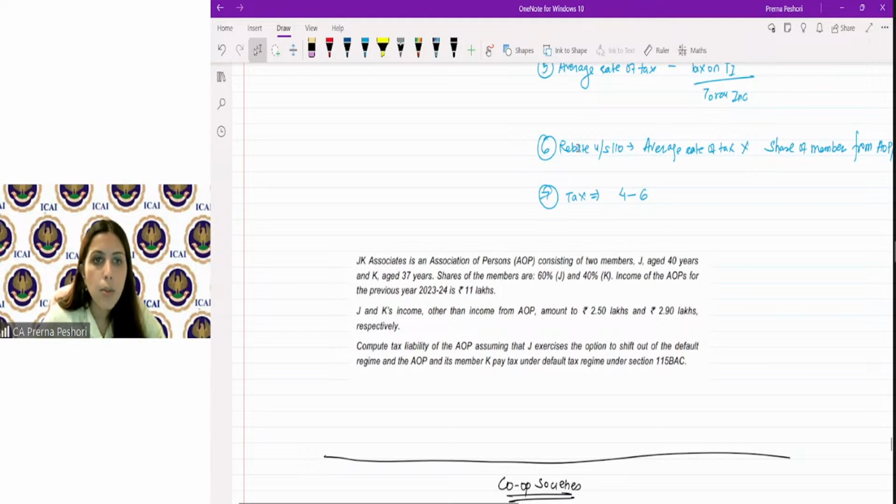So let's start with the computation. How will you start with it?